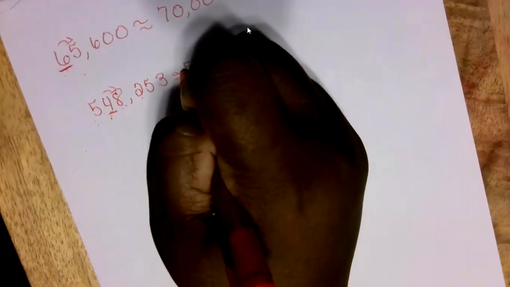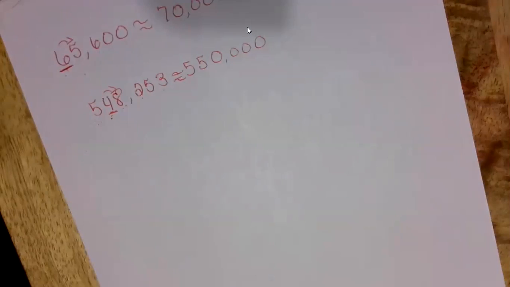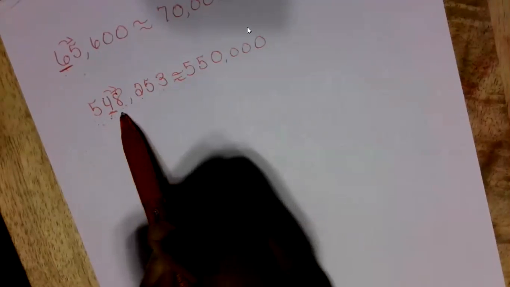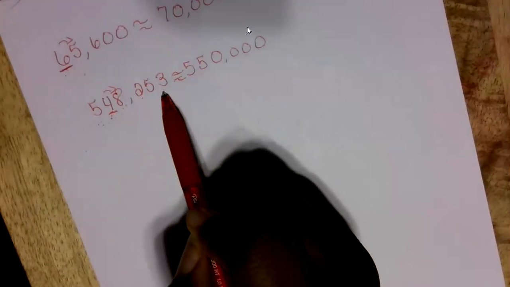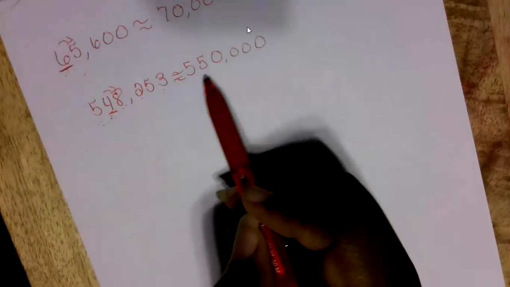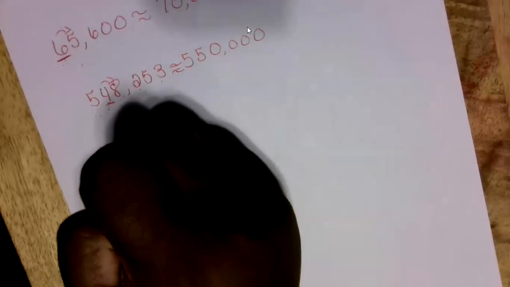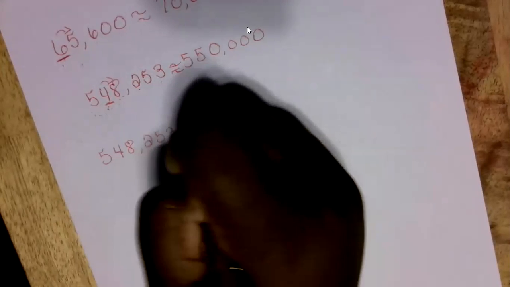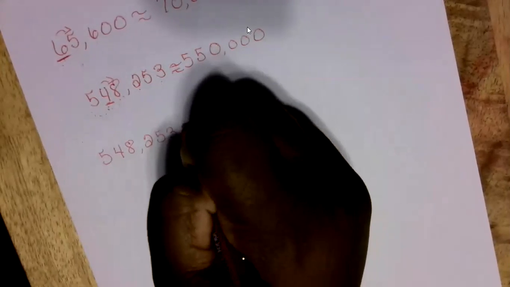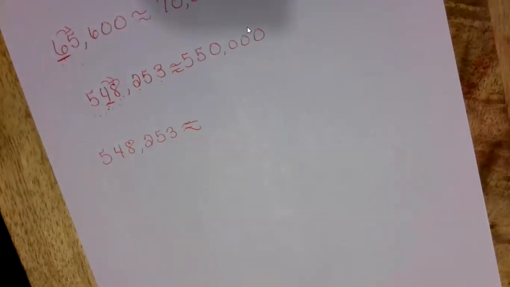So we're saying, let me make sure I get my wiggly lines, that 548,253 rounded to the nearest 10,000 is about 550,000. Okay, so let's do that number again. But this time we're going to round it to the 100,000th place. Ooh, got to remember, make them wiggly lines, because it's not equal to, it is about.